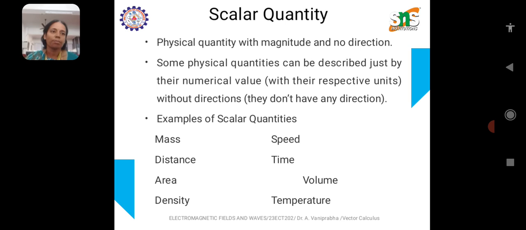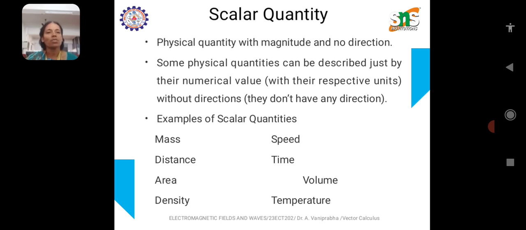In today's session, we are going to discuss the scalar quantity, a few examples describing the scalar quantity, and vectors. A physical quantity with magnitude and no direction is represented as a scalar quantity. Some physical quantities can be described just by the numerical value with their respective units. For example, rupees 10,000 or 5 centimeters, without representing the directions. They do not have any directions.